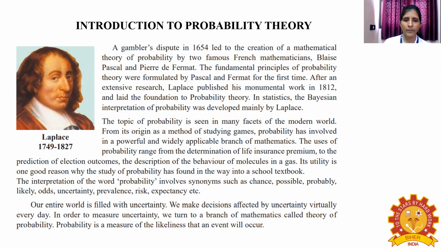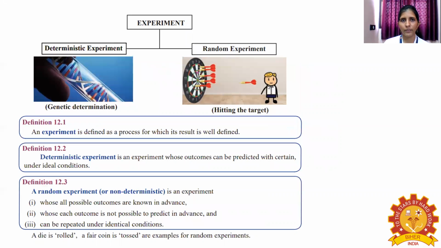Okay, so the interpretation of the word probability involves synonyms such as chance, possible, probably, likely, odds, uncertainty, prevalence, risk, expectancy, etc. So our entire world is filled with uncertainty, and we make decisions affected by uncertainty virtually every day. So in order to measure this uncertainty, we turn to a branch of mathematics called the theory of probability. So let me give a small definition of probability. So probability is a measure of the likelihood that an event will occur.